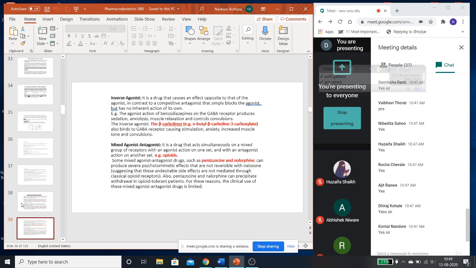Now there can be some agents which are mixed agonist and antagonist. Particularly this happens when there are multiple types of receptor. Some agents act as an agonist on one kind of receptor and an antagonist on another kind. This is particularly important when we study opioid analgesics, in which there are drugs like pentazocine and nalorphine. They cause severe psychotomimetic effects which are not reversible with naloxone.